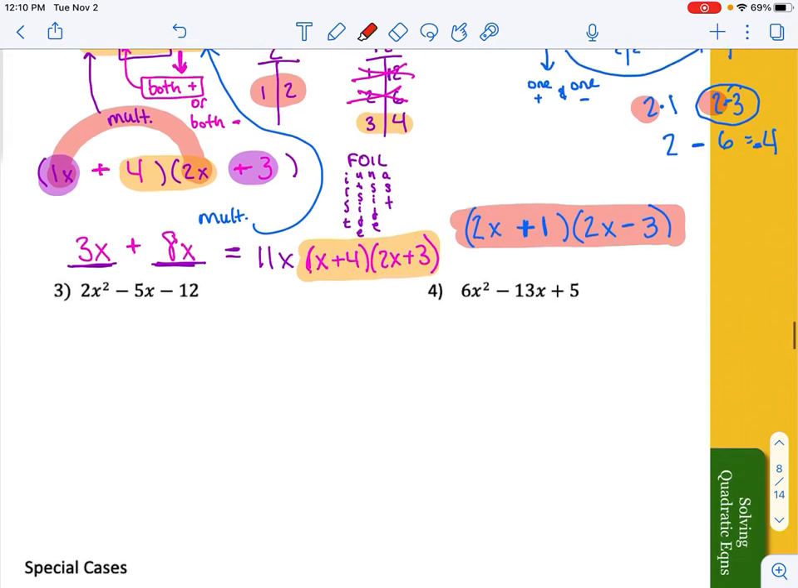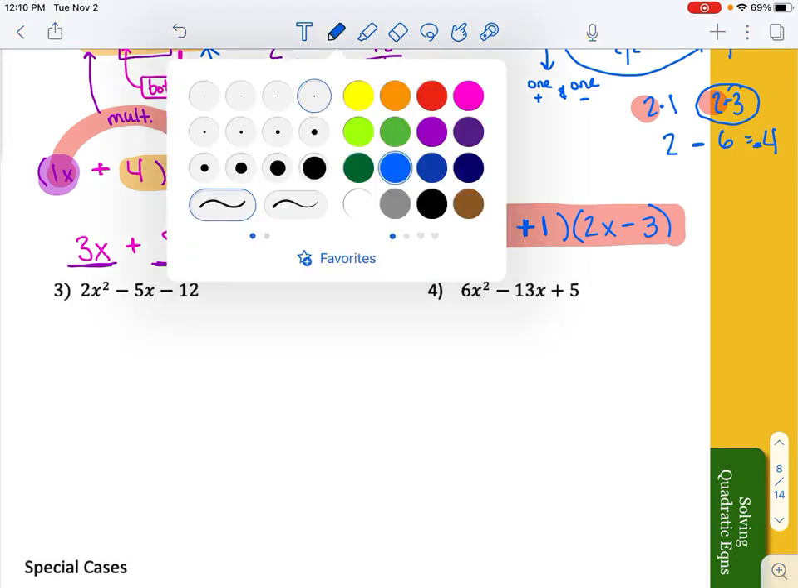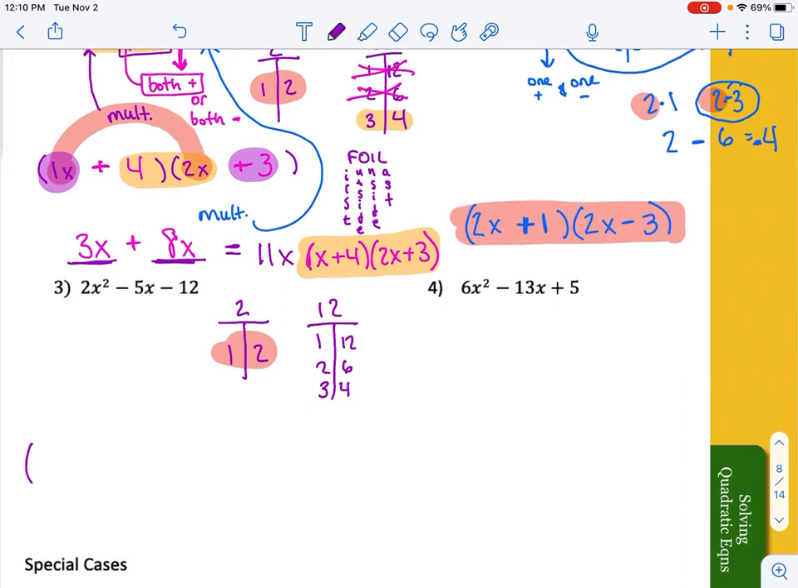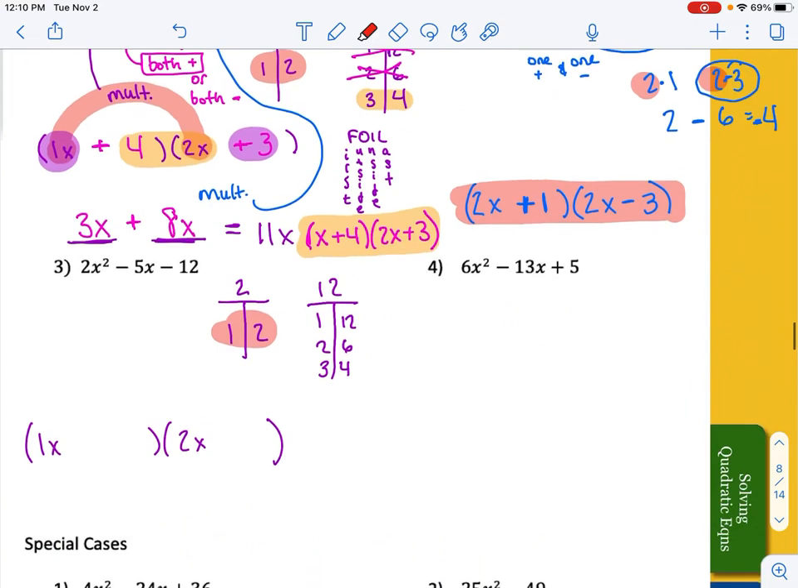So we have a couple more to do. We're going to do it similar. I'm just going to go through them. We need factors of 2. We also need factors of 12. I know that 1 and 2 will have to go in front of my x term in my factoring because that's my only option. This sign tells me that we are subtracting, so 1 positive and 1 negative. So we will go from there.